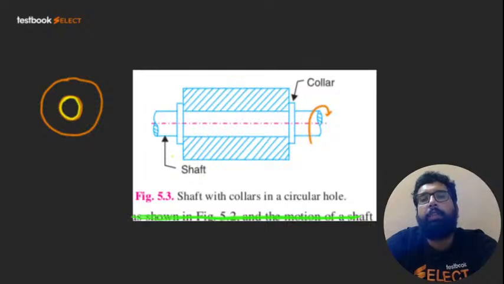Now if we see it from the front, this is a two-dimensional figure. So the collar means like this. This is a hollow plate on which the shaft is mounted, and this hollow plate is placed here. Getting my point, beta? Now on both sides we have this hollow plate fixed.